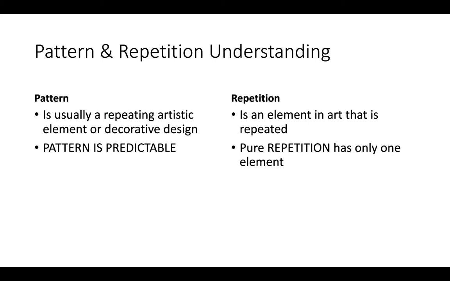Now, when you talk about rhythm, let's talk about the difference between patterns and repetition. Both of these can work together to create rhythm, but it does not mean there's rhythm in the photo. Rhythm will have some repetition or pattern within your photo, but rhythm is not predictable. For pattern, it's usually a repeating artistic element or a decorative design. Patterns are predictable. You know the very next pattern will be the same, over and over.